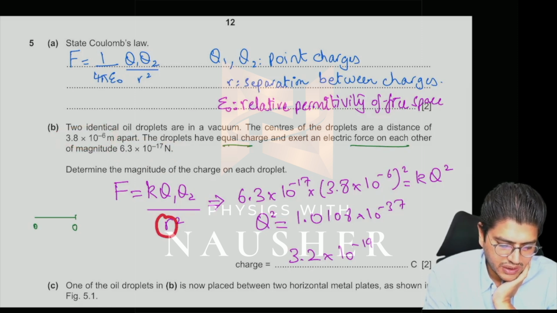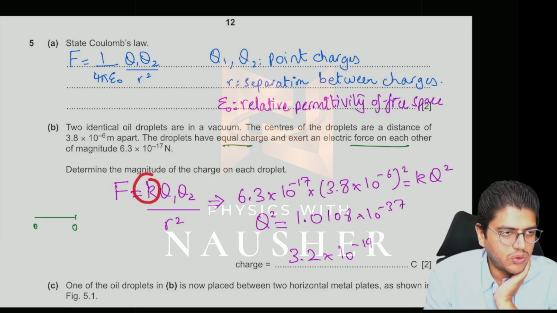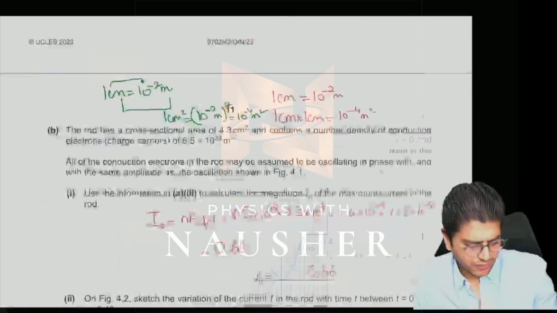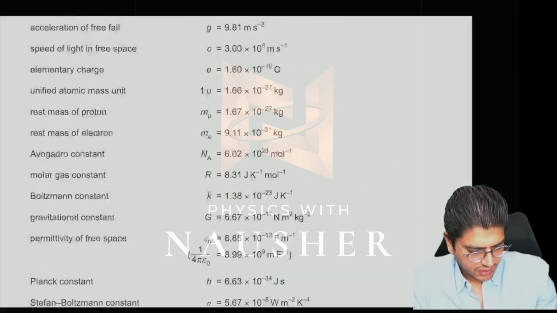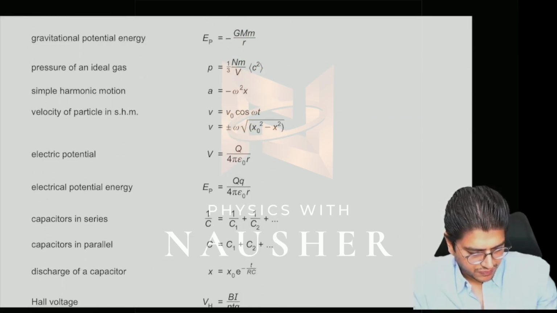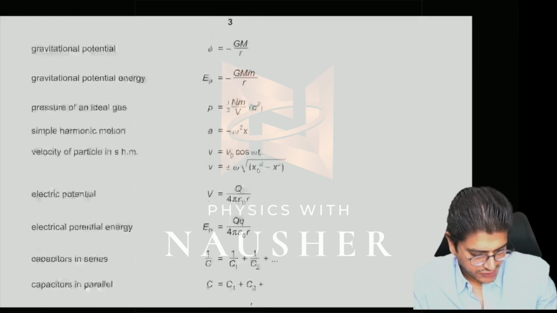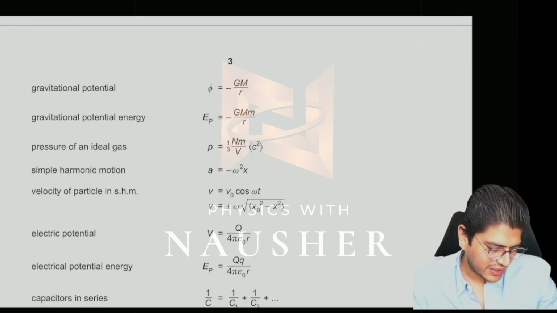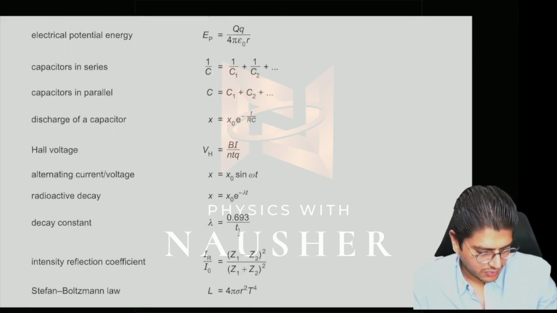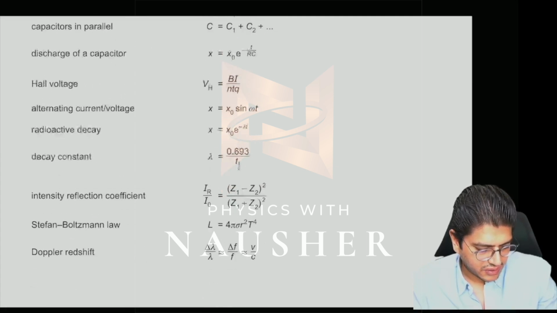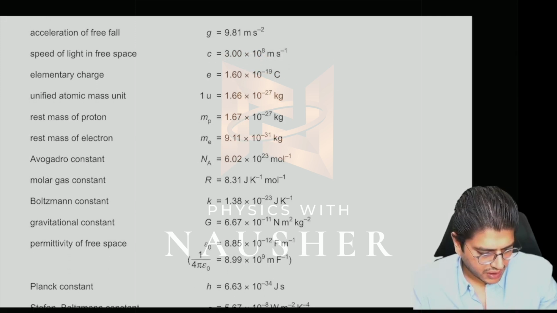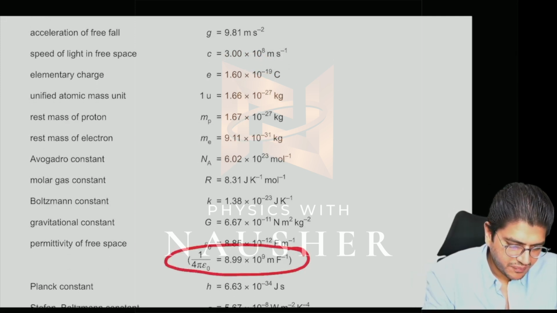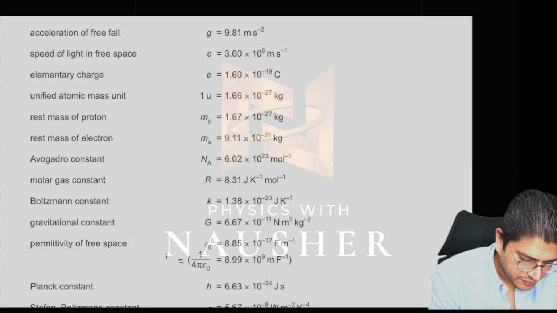You put that here. And the formula that I've written is KQQ. Because in your data booklet, you should have K as well. Let me confirm it for you. Do they give you this formula? First of all, you should never rely on the data booklet, because there's so many things that are not given. But yeah, this value is given. Look, this is the value of K.